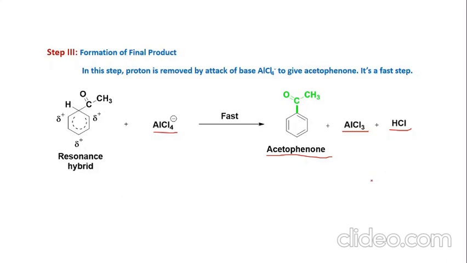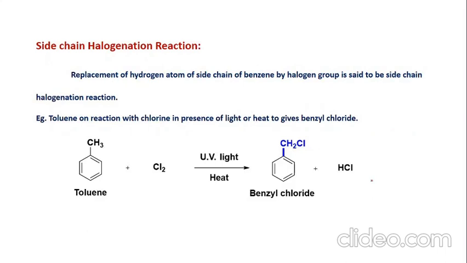Now next is the side chain halogenation reaction. What happens over here? In this reaction, one of the hydrogen atoms from the side chain is replaced. This is the benzene ring. In all the other definitions we said hydrogen from the benzene ring, but here this hydrogen is from the side chain of the benzene ring, and the side chain is this group. Replacement of a hydrogen atom from the side chain by a halogen is said to be a side chain halogenation reaction.